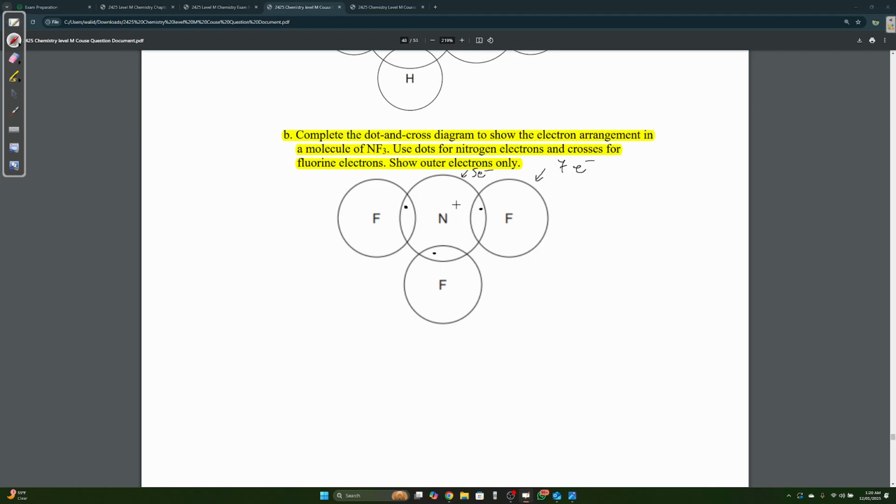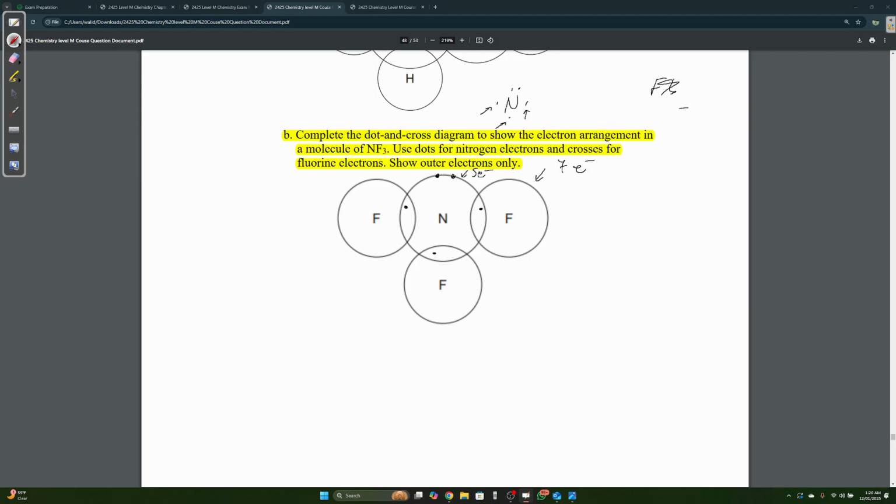Nitrogen has 5 electrons, obviously, because it's group 5. So you took 3, so 2 left. You guys know how nitrogen looks: 1, 2, 3, 4, 5. So it has this pair, this pair, this pair.